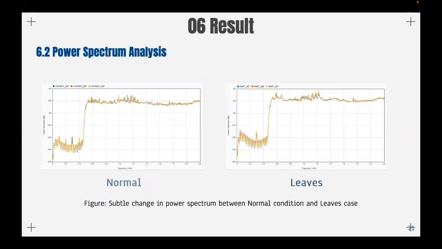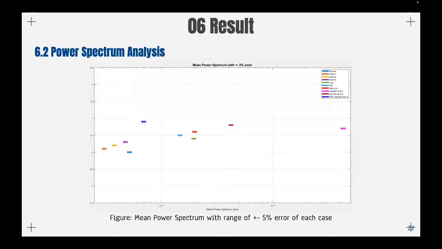Next is power spectrum analysis. The figure shows that there are subtle changes between the normal case and other cases in the power spectrum. The figure shows the mean power spectrum with a range of plus or minus 5% error of each case, which shows that there are also overlapping values, which we will look at in more detail in the table.